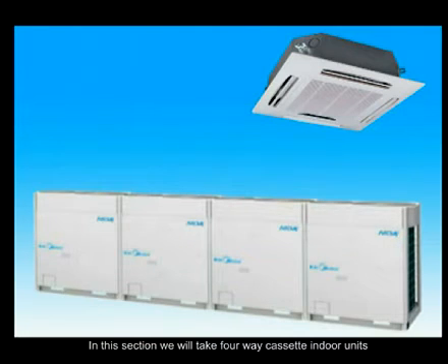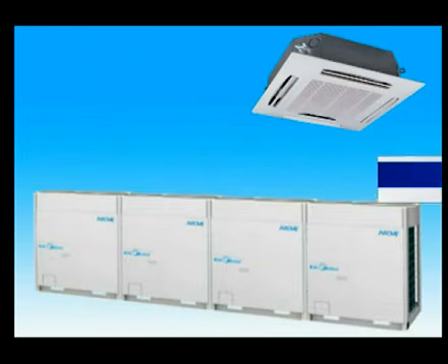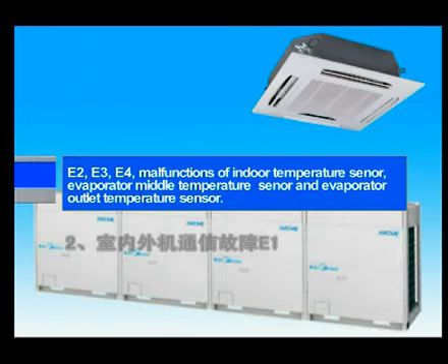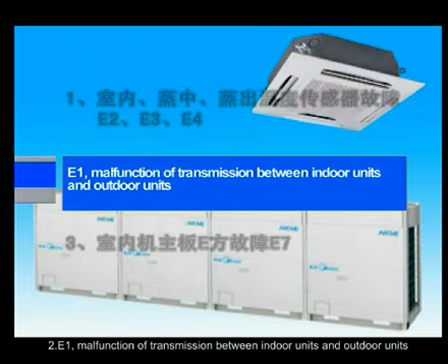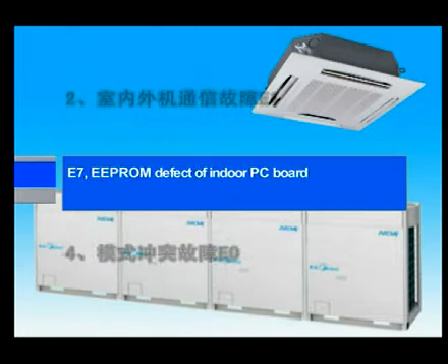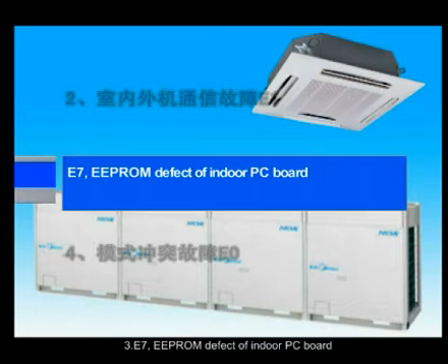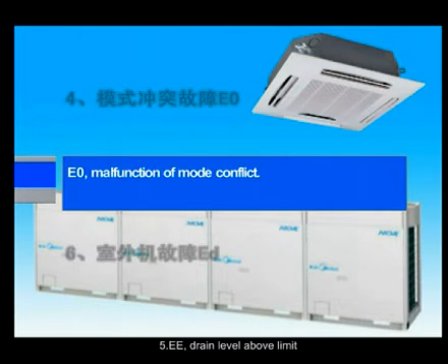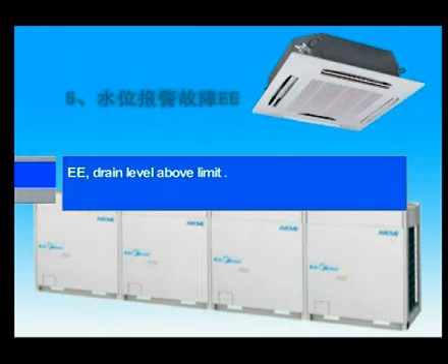In this section, we will take 4-way cassette indoor units as example and show you how to repair by 6 parts. 1. E2, E3, E4, malfunctions of indoor temperature sensor, evaporator middle temperature sensor, and evaporator outlet temperature sensor. 2. E1, malfunction of transmission between indoor units and outdoor units. 3. E7, EEPROM, defect of indoor PC board. 4. E0, malfunction of mode conflict. 5. EE, drain level above limit. 6. ED, outdoor unit fault.